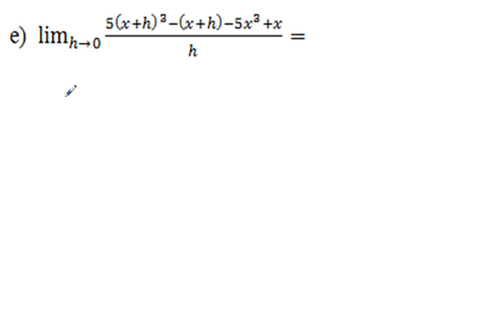Okay, next, E. The limit as h approaches 0 of 5 quantity x plus h cubed minus x plus 8 quantity x plus h minus 5x cubed plus x, over h. Now this is a definition of a derivative problem. The definition of derivative is the limit as h approaches 0 of f of x plus h minus f of x over h.